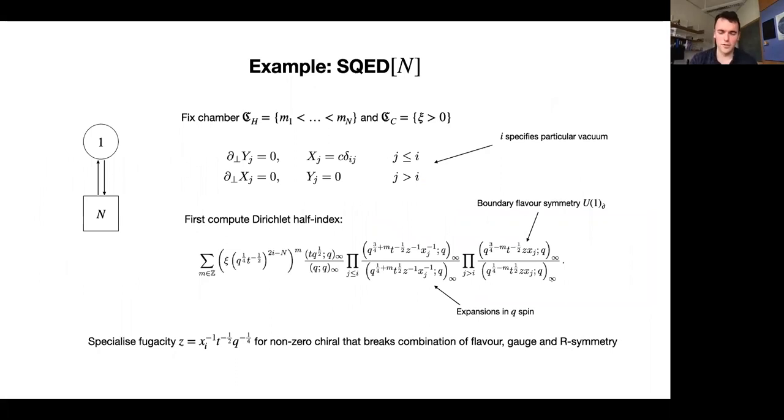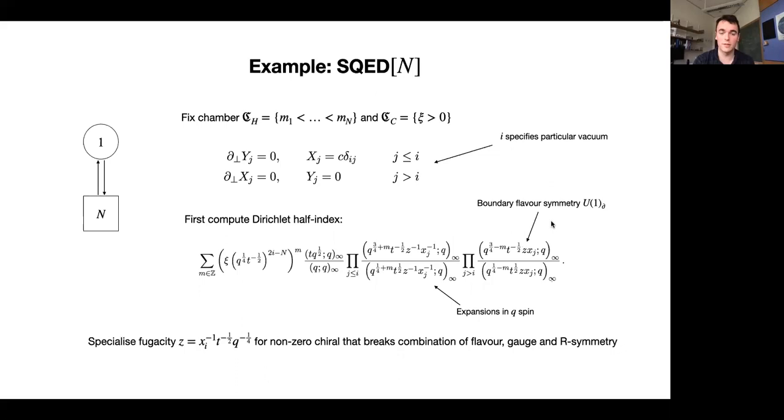Okay, again, sorry, this is quite a busy slide, but I'll highlight the important bits. Just to show you the construction explicitly for SQED. So I here specifies our particular fixed point, our particular vacuum, and it runs from 1 to n. So for each I, there's a different Lagrangian splitting and a different half index or a different operator count.